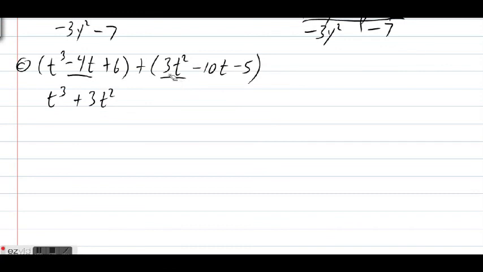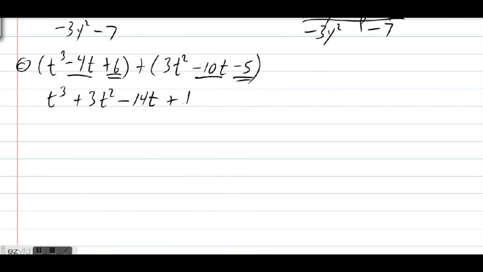Let me erase that line. Alright, so negative 4t minus 10t, minus 14t. And then our constants, plus 6 minus 5 gives me plus 1.